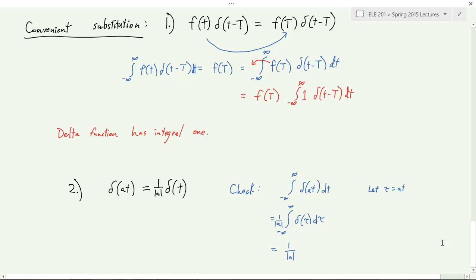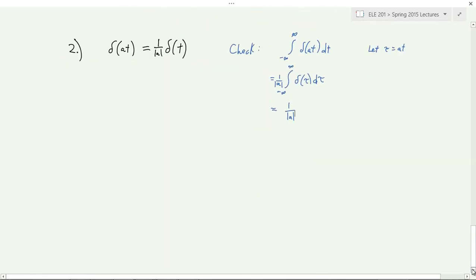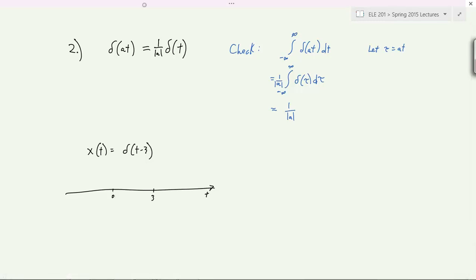Let's use this idea and also say, what if we actually had x of t equals delta of t minus 3, so no longer centered at 0. So that's this thing, at t equals 3. So we've got this height of 1. That's just the constant that goes on the delta function.